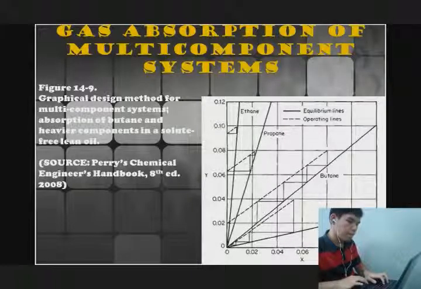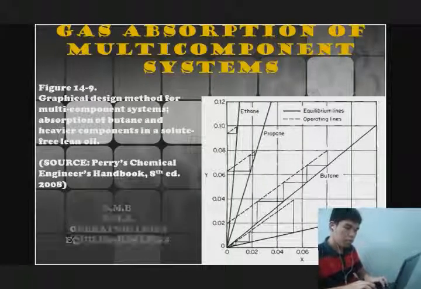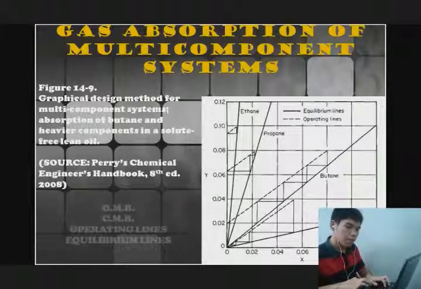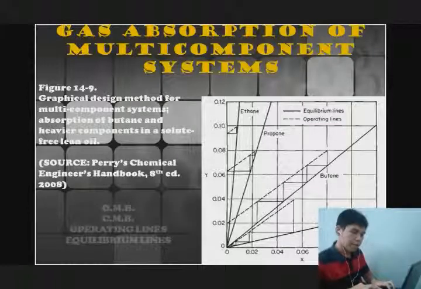The oil used as solvent for this case was assumed to be solute-free, and the key component, butane, was identified as that component absorbed in appreciable amounts, whose equilibrium line is most nearly parallel to the operating lines. 4 theoretical plates have been stepped off for the key component butane on the figure, and are sufficient to give a 75% recovery of butane.